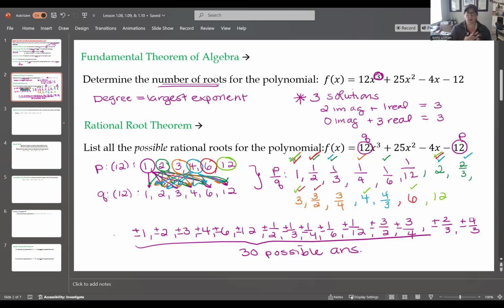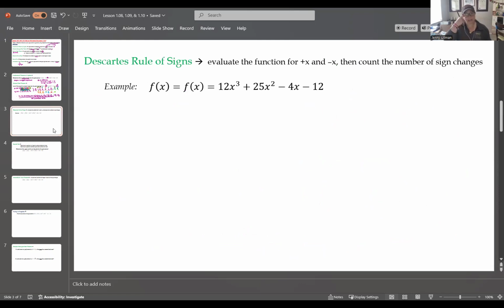Okay, so right now we have a list of possible answers and we have 30 numbers to choose from. And again, we only need 3 when we finish. All right. So the next thing we're going to look at is Descartes' rule of signs. Descartes' rule of signs helps us figure out how many possible negative answers and how many possible positive answers we have. Okay.